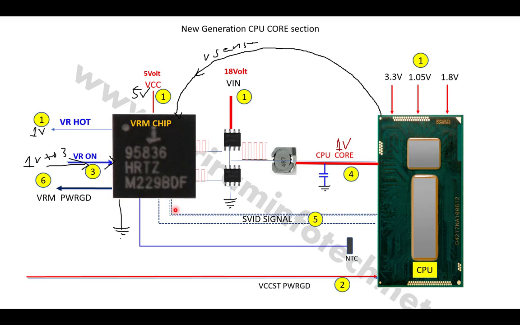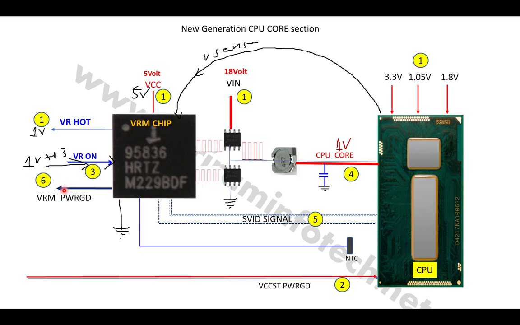And after this VID signal, when the CPU core voltage is stable, if everything is normal, after that this VRM chip emits one signal, and this signal is called VRM power good. This VRM power good stands for the core voltage is stable, the CPU core voltage is ready, or sometimes it is called the V gate. This is the output signal coming out from the VRM chip, and this voltage will be somewhere around 3 volt. So friends, in this way the CPU core voltage is generated.